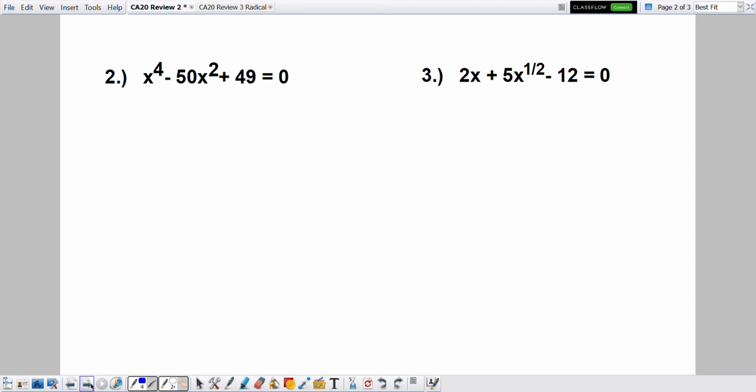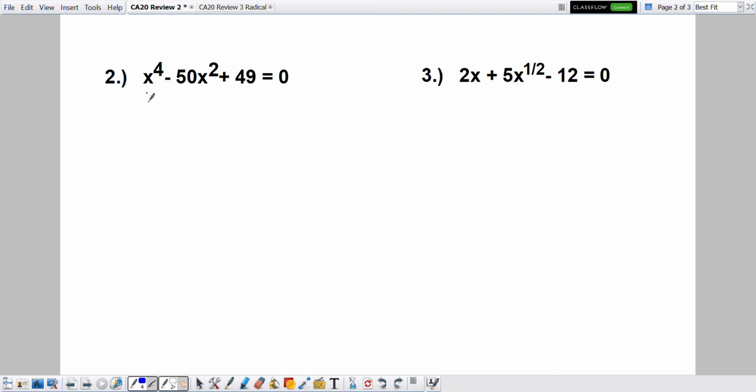Let's go on to numbers 2 and 3. Again, we're doing a total of 5 today. So again, number 2, some of you could factor this without u substitution, but I'm going to go ahead and just use that same method in every problem. So the first thing you want to do is decide what variable are you going to let u equal. And I always let it be the smallest exponent. Usually it's the middle term.